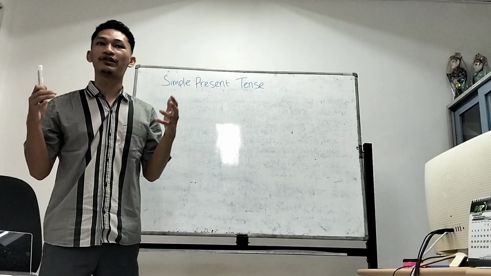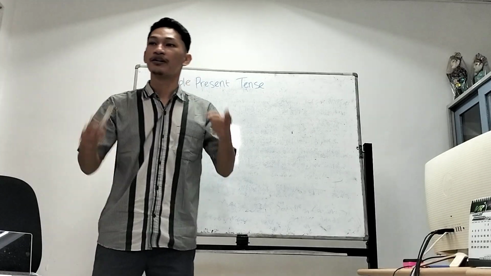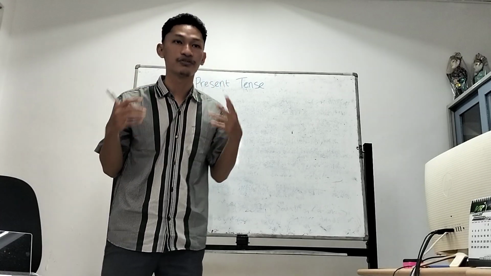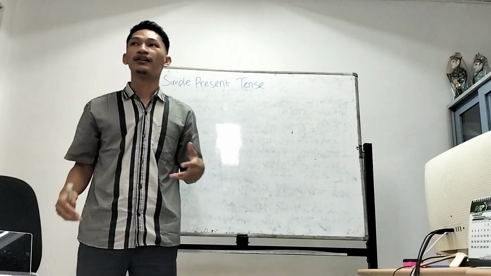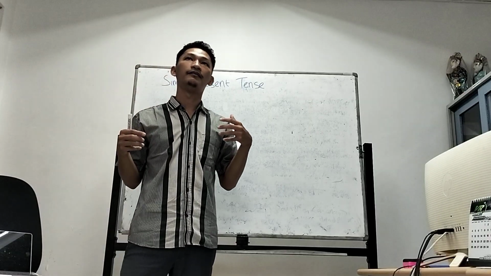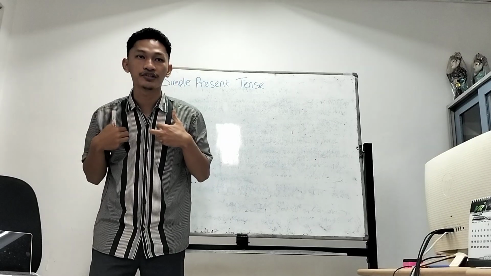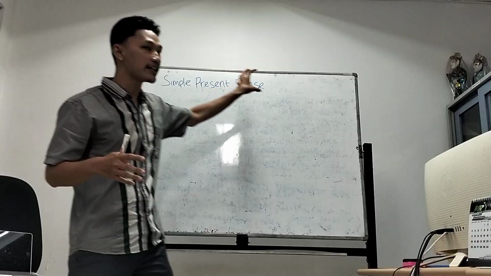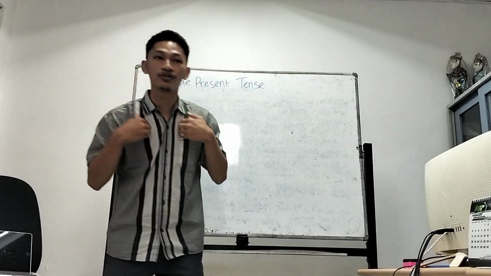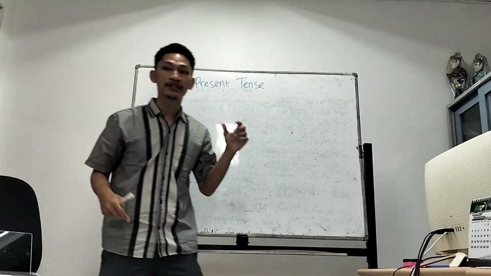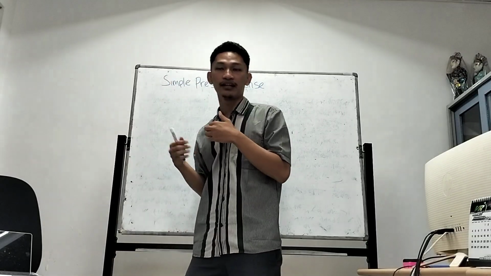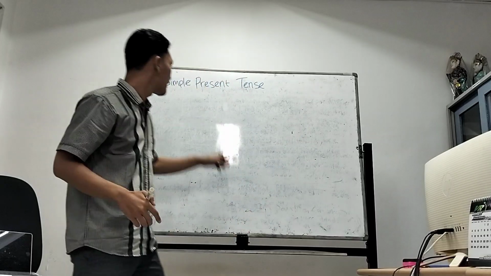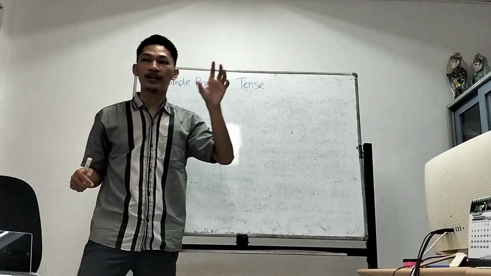Okay, simple present tense. You can use simple present tense when you want to describe, first, your daily routines, and second, your general truths. For example, daily routines. I go to church every Sunday. So I apply simple present tense to describe that activity. I go to church every Sunday. That's because that is my routine. I literally go to church every Sunday. So I apply simple present tense to describe that activity.